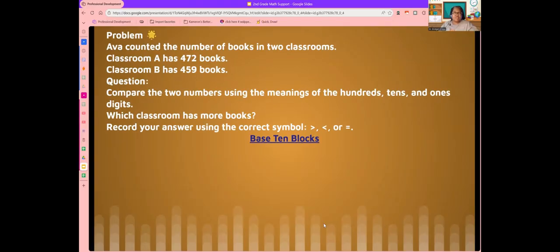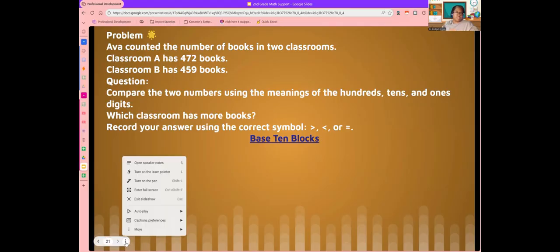Ava counted the number of books in 2 classrooms. Classroom A has 472 books. Classroom B has 459 books. So the question is, compare the two numbers using the meanings of the hundreds, tens, and ones digits. Which classroom has more books? Record your answer using the correct symbol of greater than, less than, or equal to.